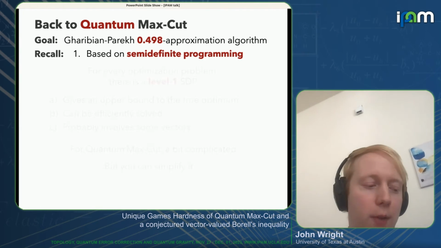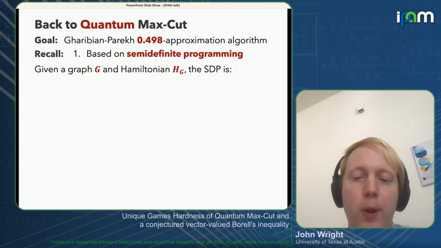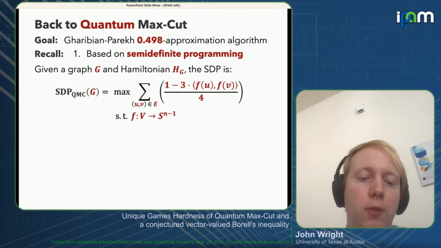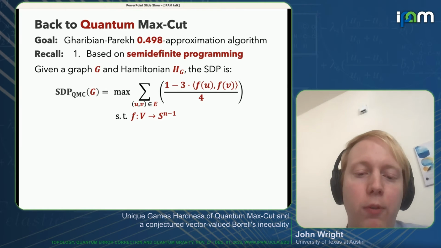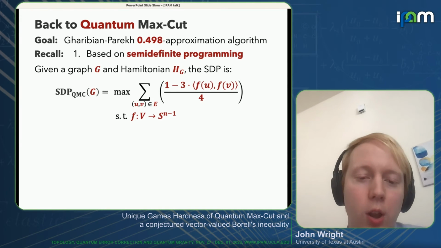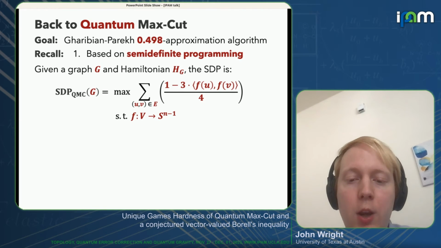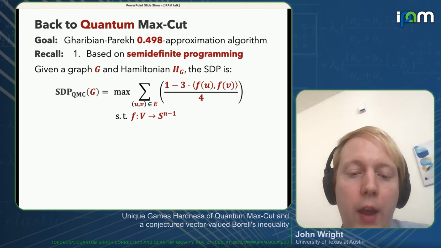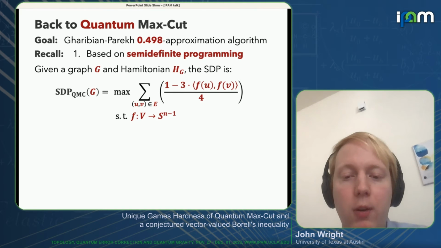So it turns out, given a graph G and its corresponding Hamiltonian H sub G, the corresponding SDP is exactly this right here. The SDP for quantum max-cut of this graph is just the maximum, over f mapping every vertex into the n-dimensional unit sphere, of the sum over all edges u, v in E of the quantity 1 minus 3 times the inner product of f_u and f_v, over 4.